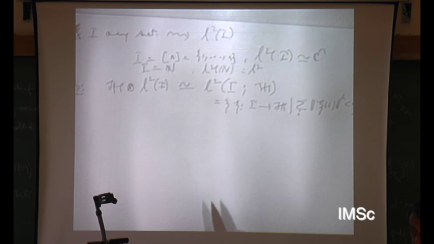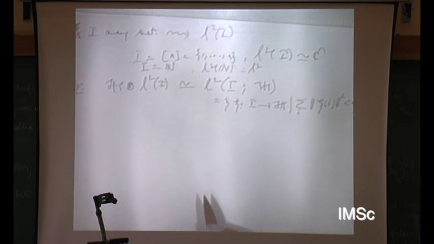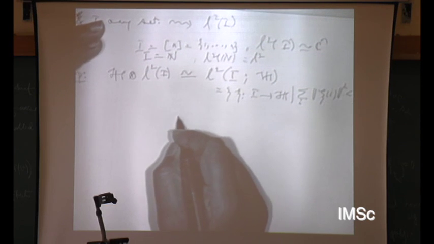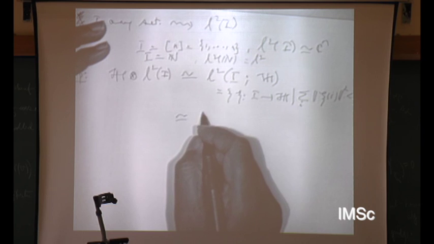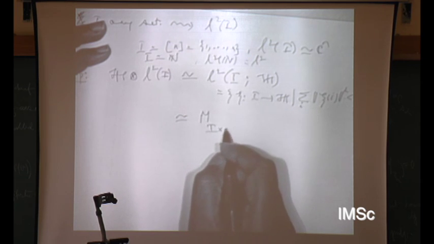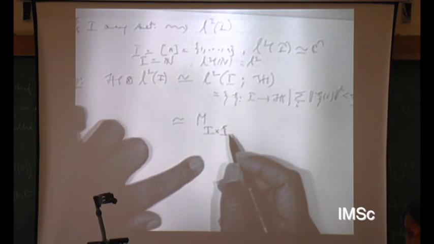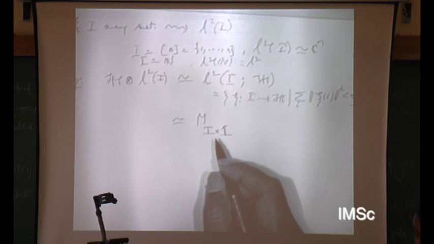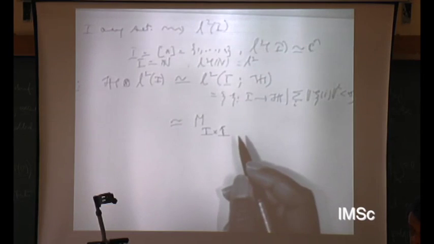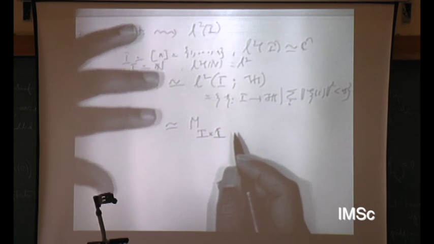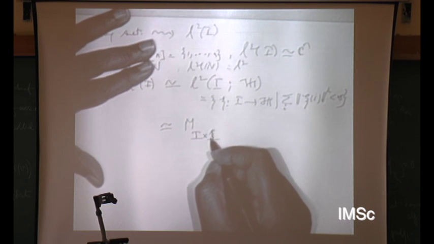Today I am talking about H-valued L2 sequences. Here I have an L2 sequence tensor H. Or I can think of this as the matrices of size I cross 1. Here I use an index set for indexing matrices. You don't know of M of 3 cross 4 or some such thing, but I'll talk about M of I cross J, meaning it is just a set whose rows are indexed by I and columns by J.